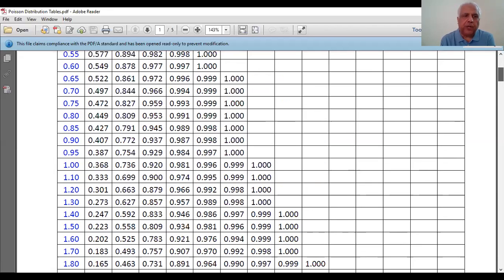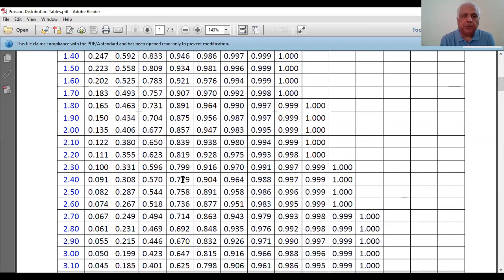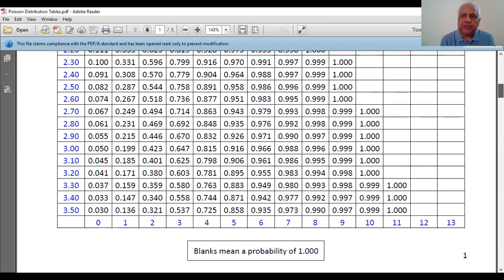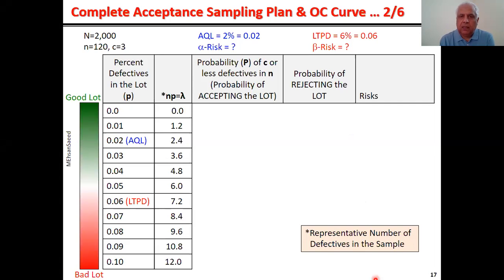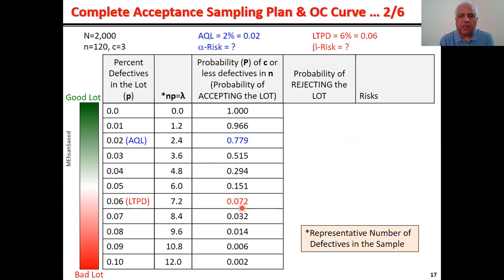Then go down to 2.4. Under 3, it is 0.779. Note it down. And continue going for 3.6. 3.6 under 3 is 0.515. Note it down. And so on and so forth. So with that, I think we can revert to our previous screen. So these are the figures which we have found out. These are the acceptance probabilities from the Poisson tables.